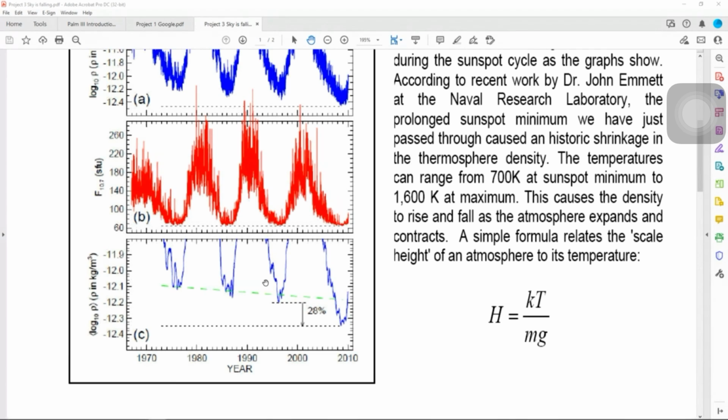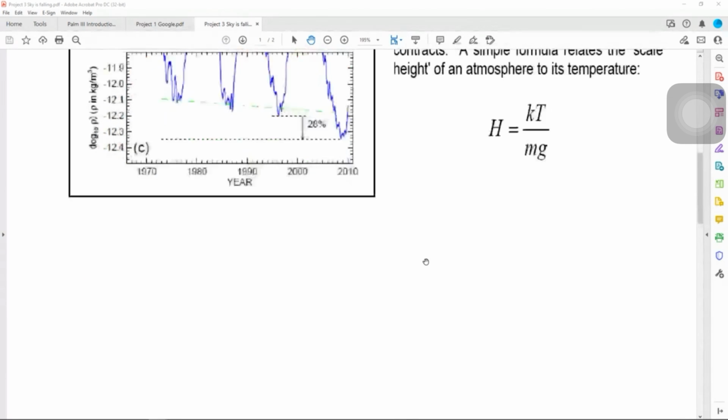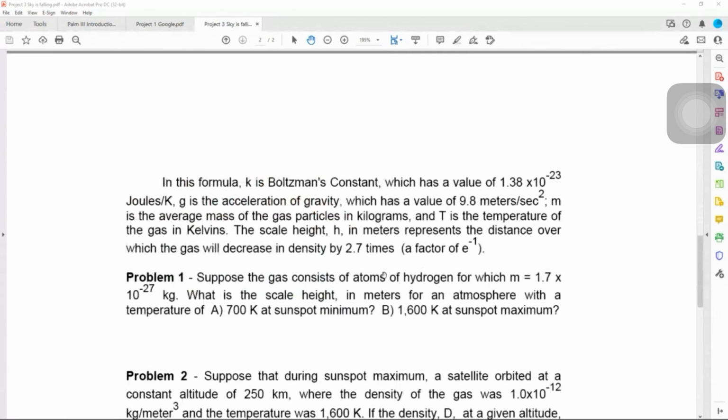So in this case, first we look at this parameter called the scale height, which is just kT over mg. Now k is the Boltzmann constant, T is the temperature in Kelvin, m is the mass of the atoms that make up the gas, and g is gravity, whatever gravity is. So the first question is just about the scale height. They tell you exactly what you have to use for k, g, m, the temperature, and so on. So it's just a matter of calculations.